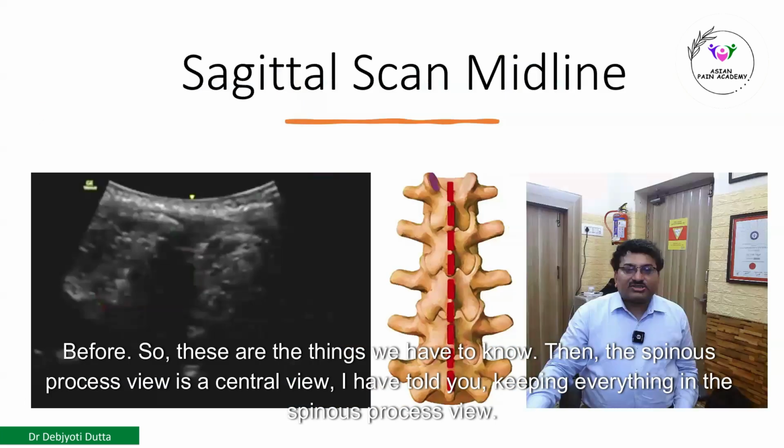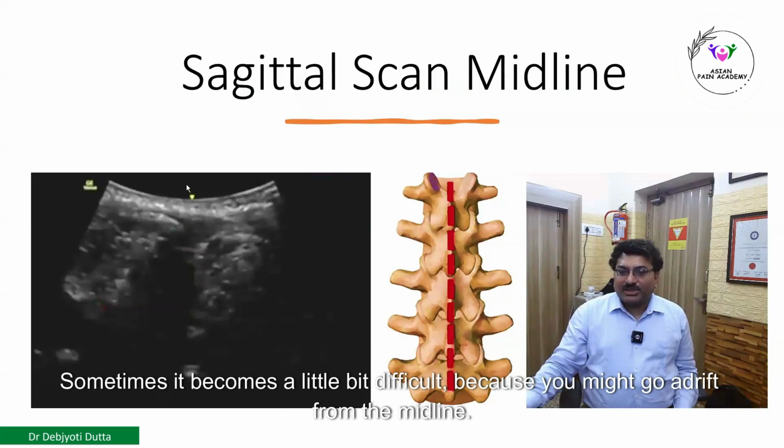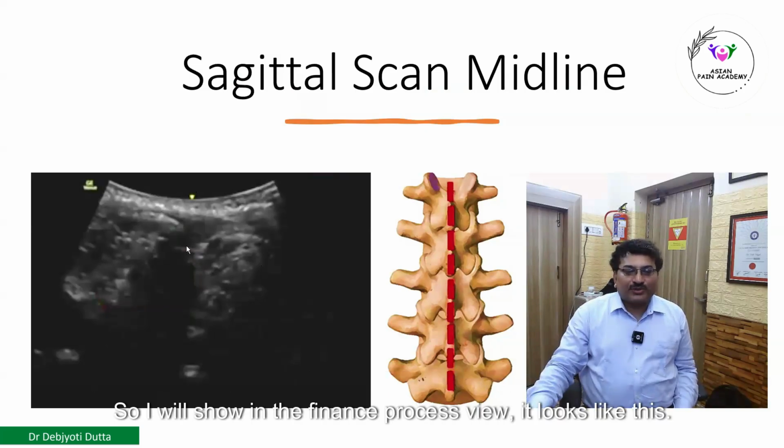Then the spinous process view is a central view. I have told you, keeping everything in the spinous process view sometimes becomes a little bit difficult, because you might drift from the midline. So I will show in the spinous process view, it looks like this.